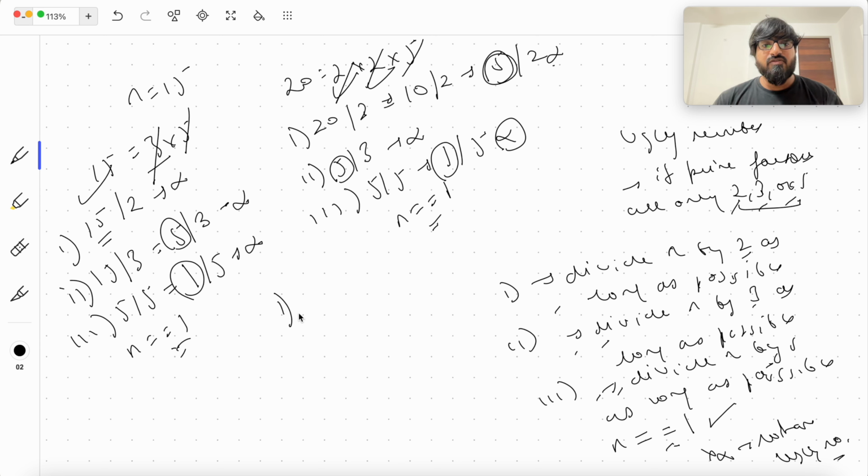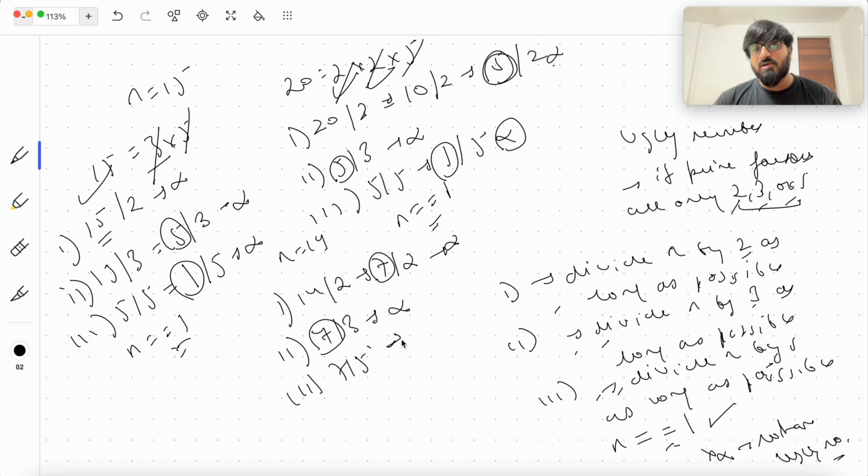Okay. For the case of 14, you try to divide it by 2. Is it possible? Yes, you get 7. Is division by 2 possible again? No. N is 7. You divide 7 by 3. Possible? No. N is still 7. You divide 7 by 5. Possible? No. N is still 7. 7 is not equal to 1, so this is not an ugly number.